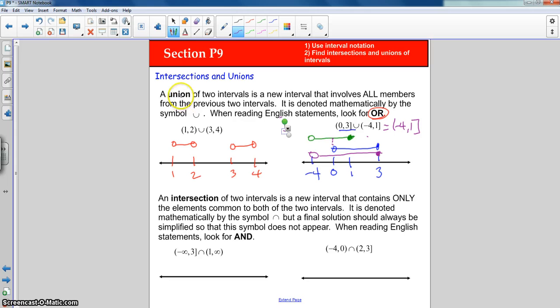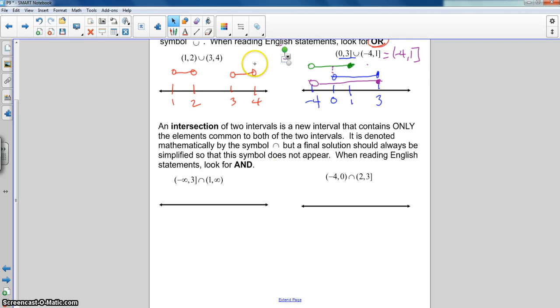The other symbol that you might see in interval notation is an intersection. With an intersection, the idea is that you have two intervals and you're finding the common elements, common to both. So what is in common between the two intervals? That's your job to find out.